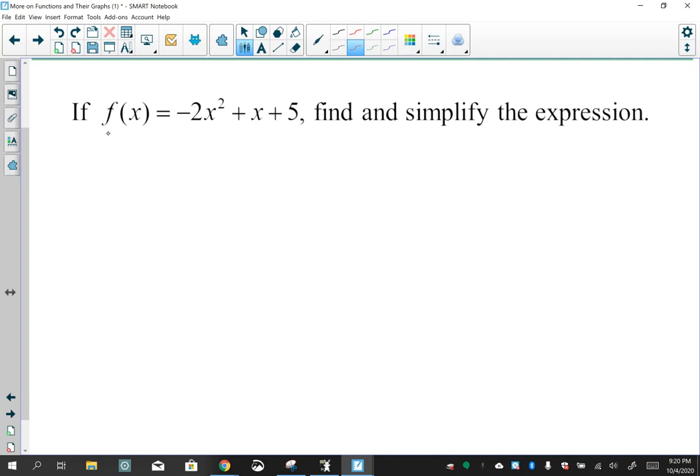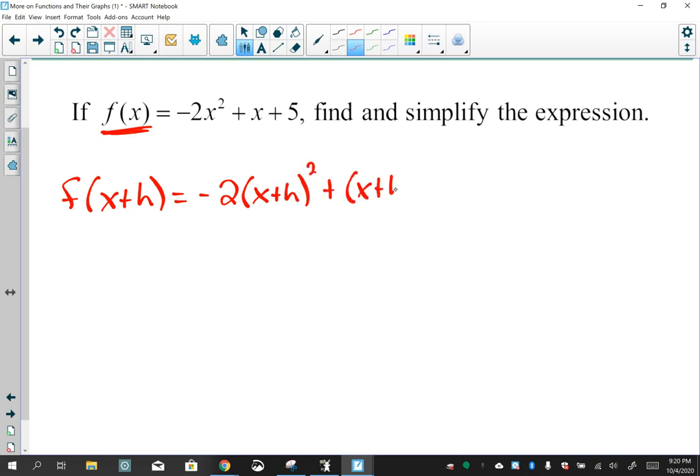So we're going to take this piece. Here's my f of x. Let's figure out what f of x plus h is. We're going to walk this down in steps. Everywhere I see an x, I plug in x plus h. So I'll plug another one in here.